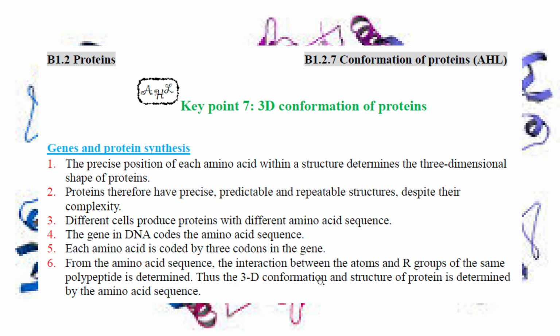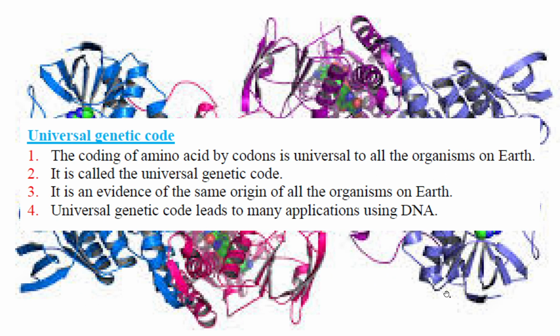So amino acid sequence is controlled by this 3 codon. Okay. And the 3D conformation and the structure of protein is determined by 2. And then universal genetic code, we find it very funny. Every creature on the earth uses the same structure of DNA, RNA, okay? And then all of them use the same coding system, okay? The 3 codon synthesizes that amino acid, puts the amino acid inside.